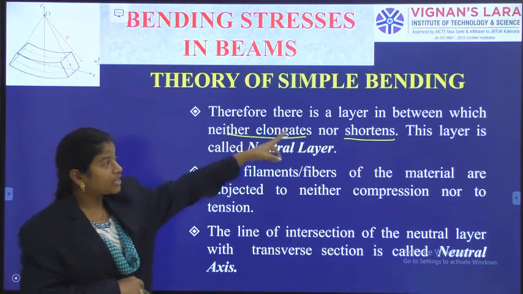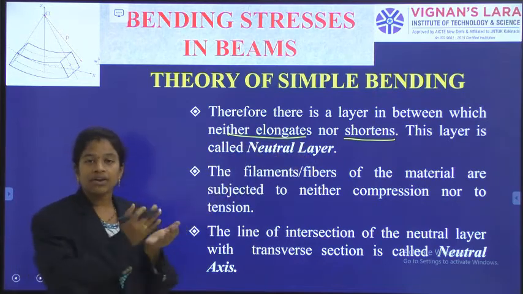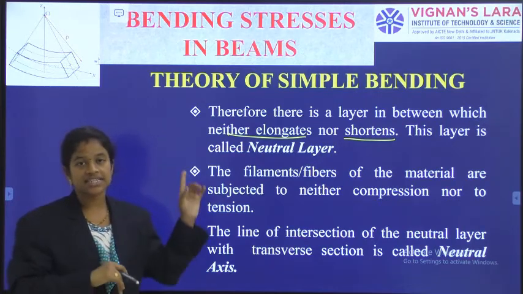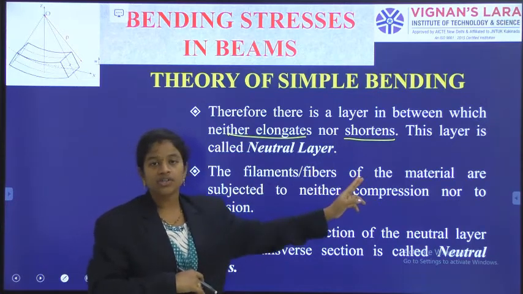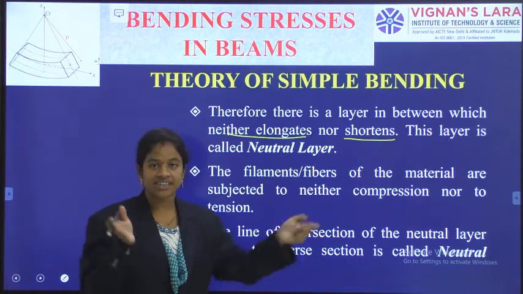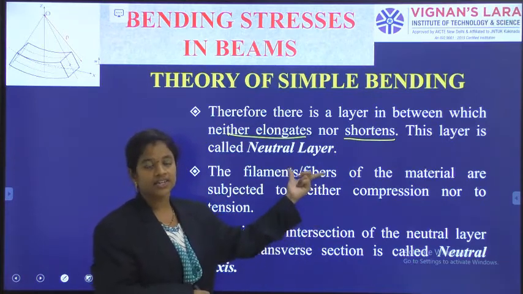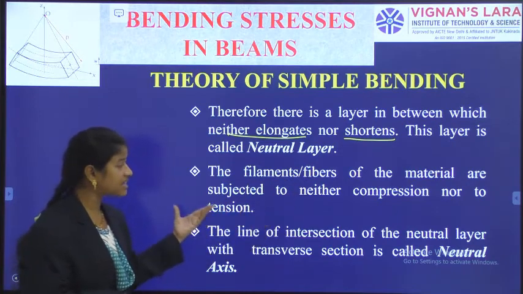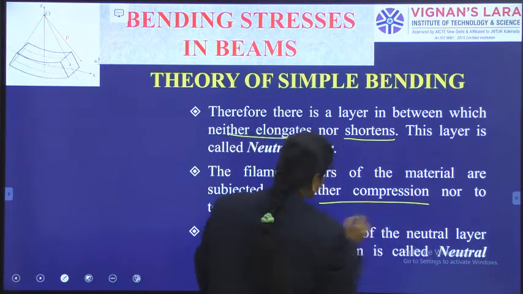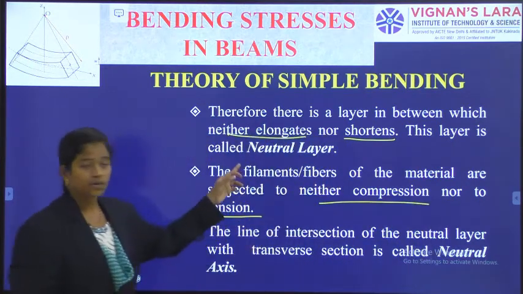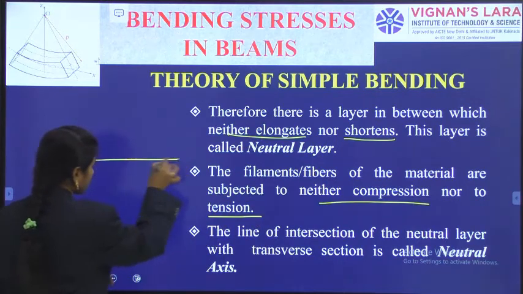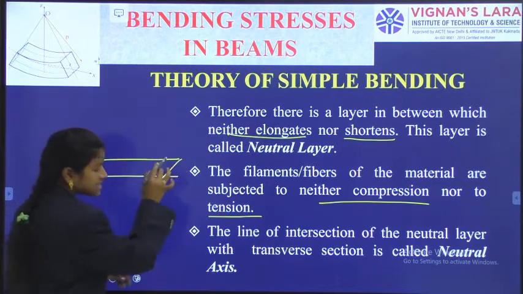So, in between those layers which have got elongated and those which have got shortened, there is a layer with zero change in its dimension, or zero change in the length of the layer. That is the neutral layer. Now, the filaments or fibers of the material are subjected to neither compression nor tension. So, in this neutral layer, those members, maybe it was like a single slice.